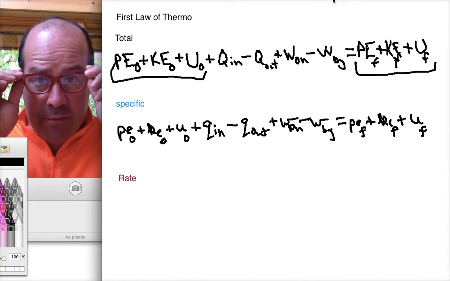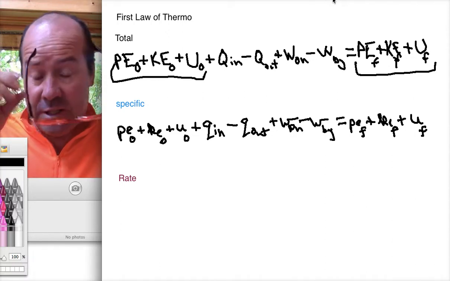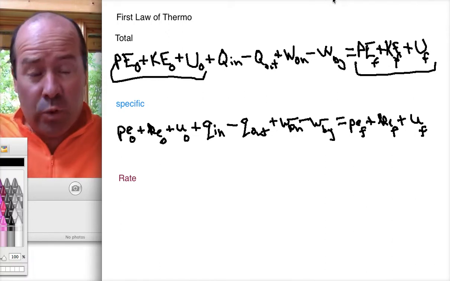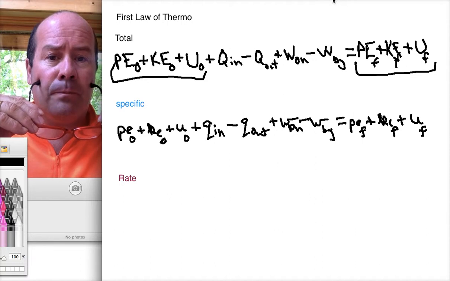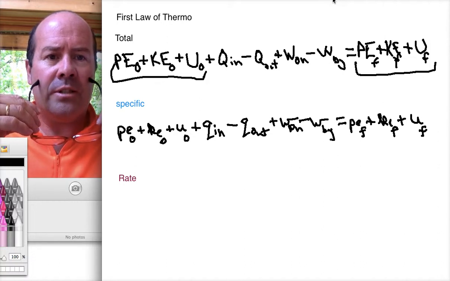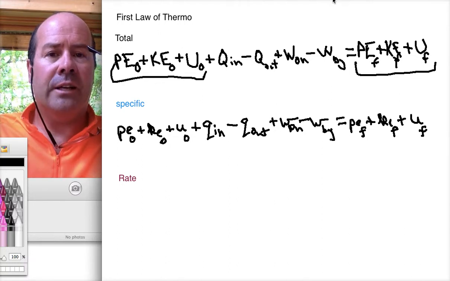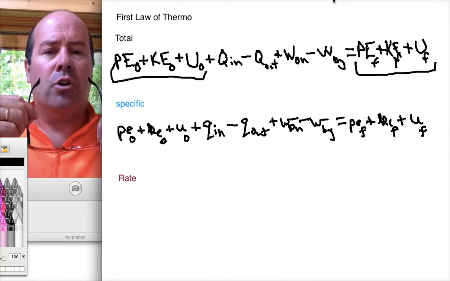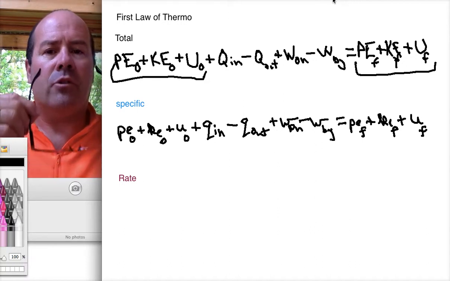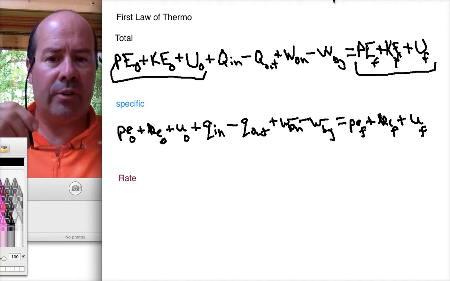So here we have the first law in specific terms. I'll give you a few seconds to write that down. But it's really the same equation. It's just that we've divided everything by mass. And again, the reason we're doing this is there will be certain instances when we apply the first law that it's more convenient and makes more sense to use total energy. There are certain instances when it'll make more sense to use specific energy.